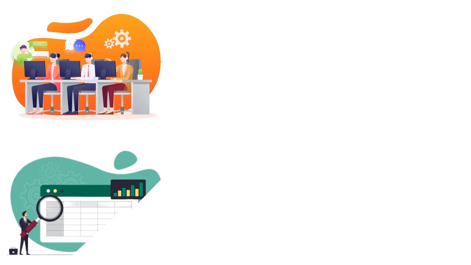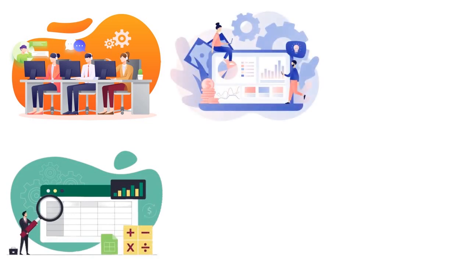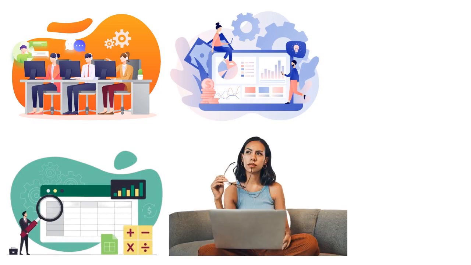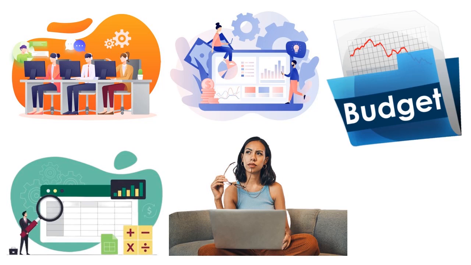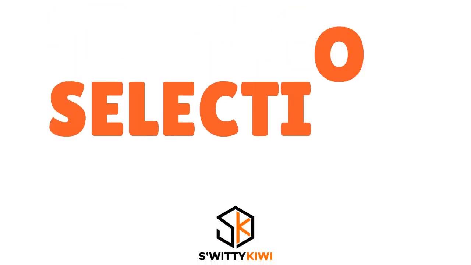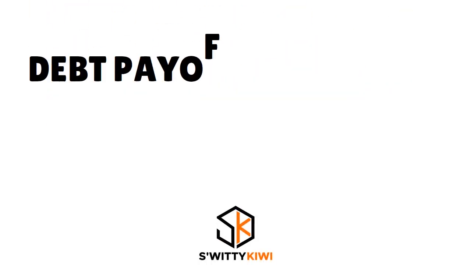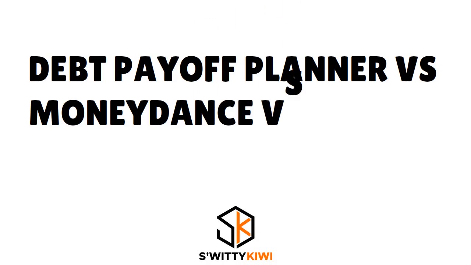You can also think about spreadsheet budgeting. You can think about expense tracking apps. And so the bottom line is that before you commit to a budgeting app, think deeply about your needs and your budget. So here is our selection: Debt Payoff Planner versus Moneydance versus Buxfer.